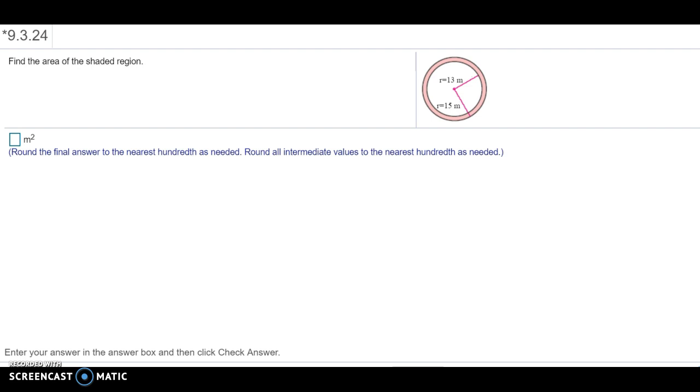This example asks us to find the area of the shaded region. If we look at the picture, we have the larger circle, which is the pink one, that has a radius of 15 meters, and then the smaller circle that we're going to remove, the white one inside, has a radius of 13 meters. So I'm going to recreate this drawing on the whiteboard.